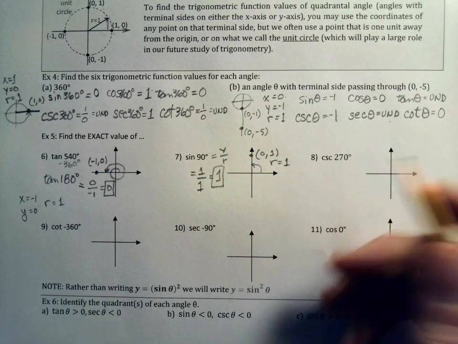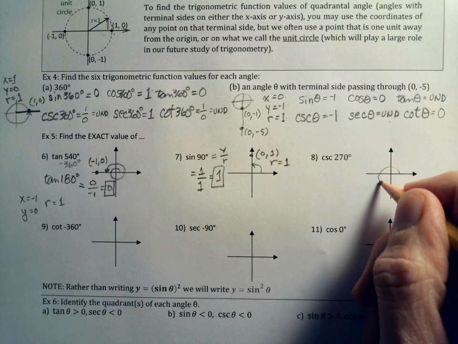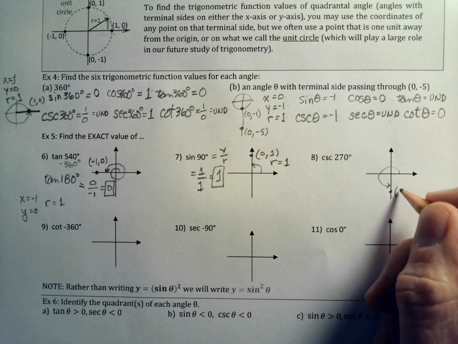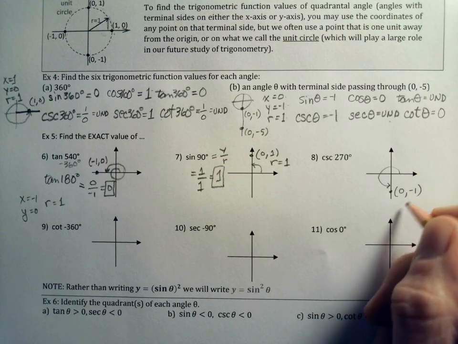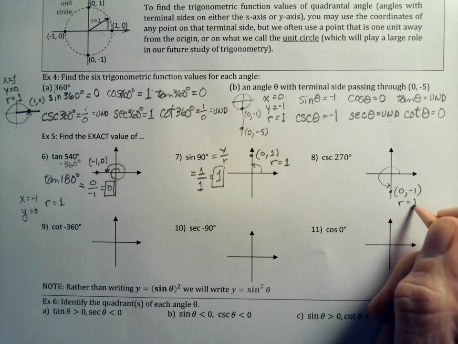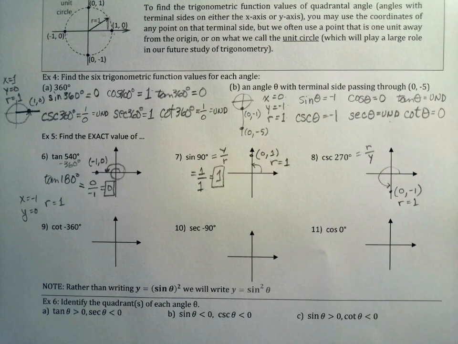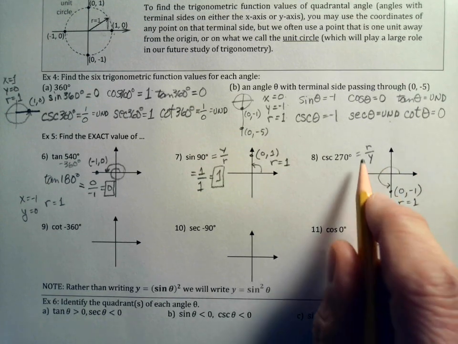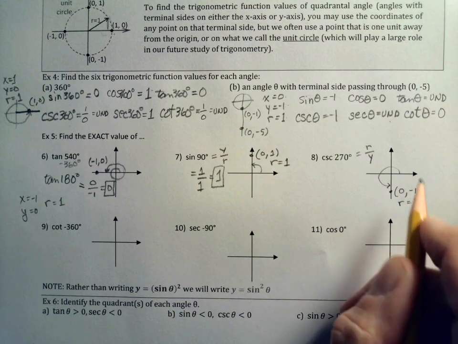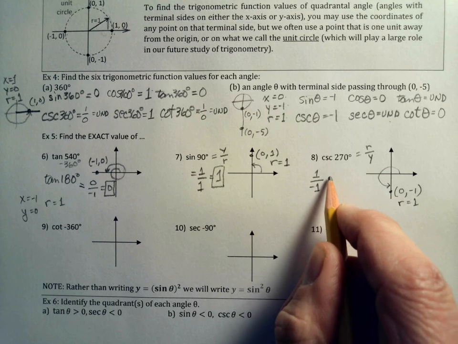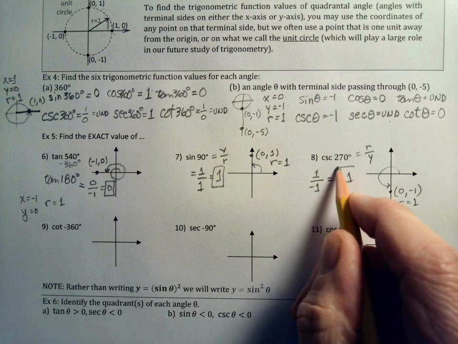All right, cosecant of 270. So 270 degrees is here. Pick a point. That point is 0, -1 with an r value of 1. Cosecant is r over y. And so just pull off your r and your y. So that's 1 over -1, or -1.